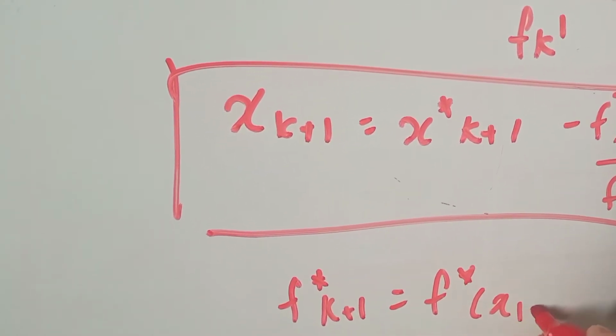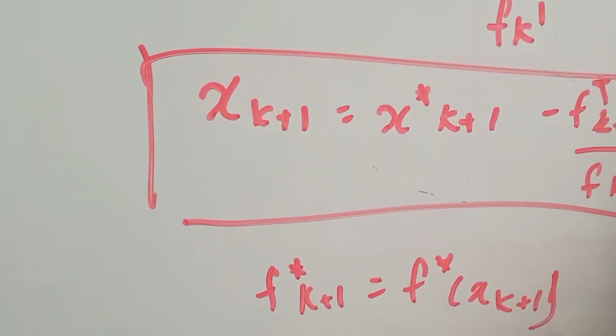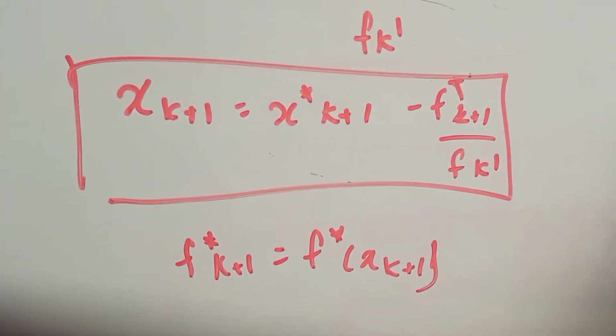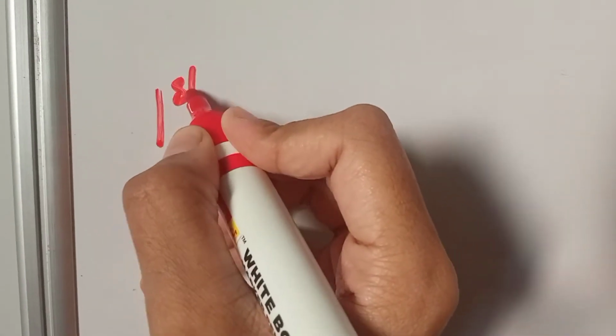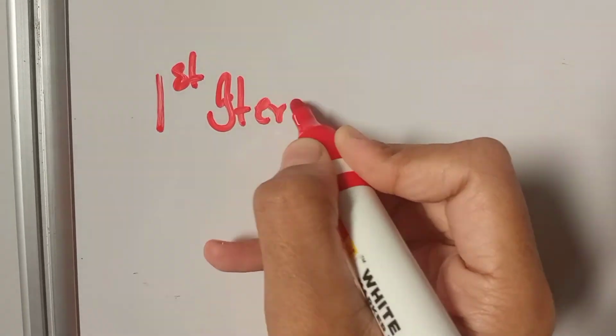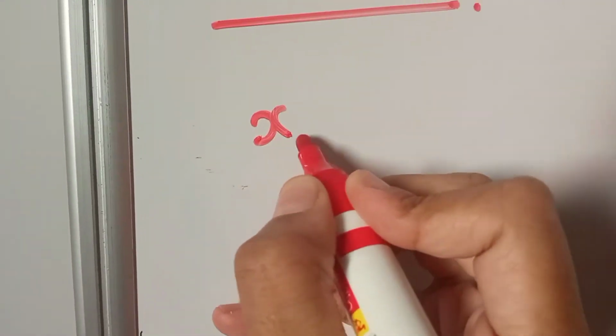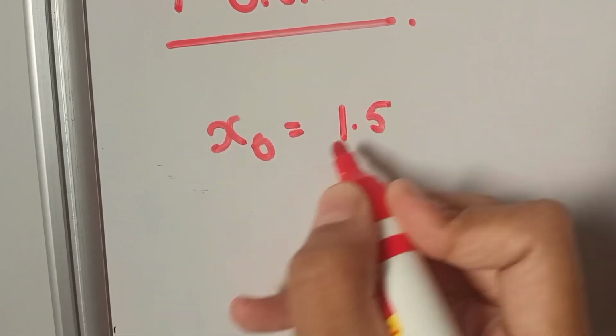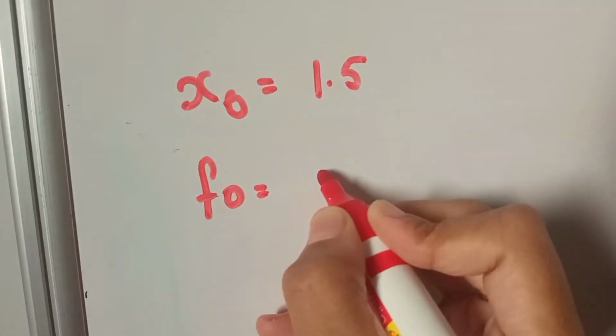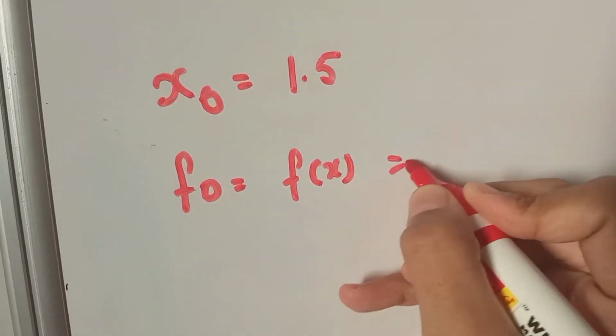I will be showing you the first iteration and the calculations related to it. The second and the third iterations, I have done the calculations already, so I will write that on the board so that you can tally the answers when you are doing this problem. As we know from the previous method, we had x naught is equal to 1.5.